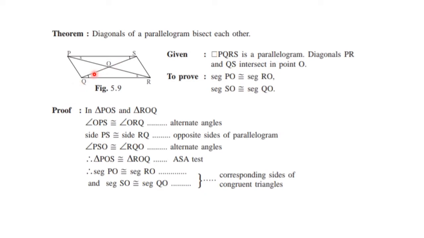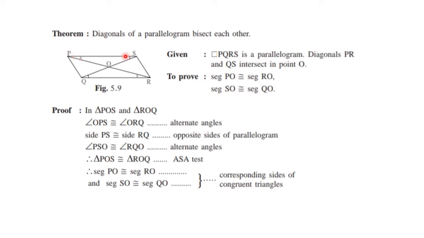Again, you can take these two triangles, POS and ROQ. In these two triangles, in a parallelogram obviously the opposite sides are parallel. So angle OPS is congruent to angle ORQ by alternate angles, correct? Then side PS is congruent to side RQ because it is a parallelogram and opposite sides of a parallelogram are congruent.